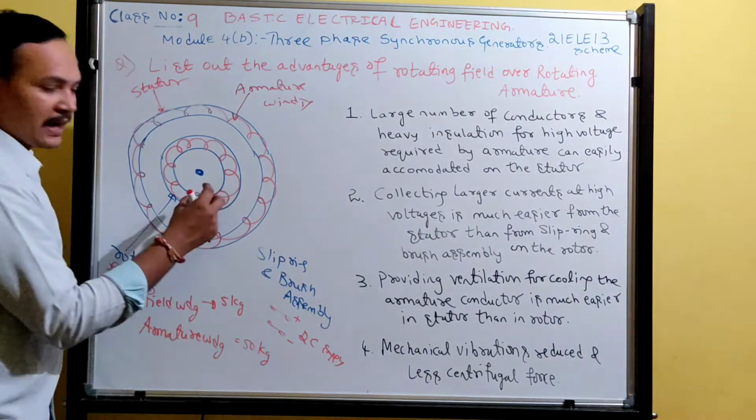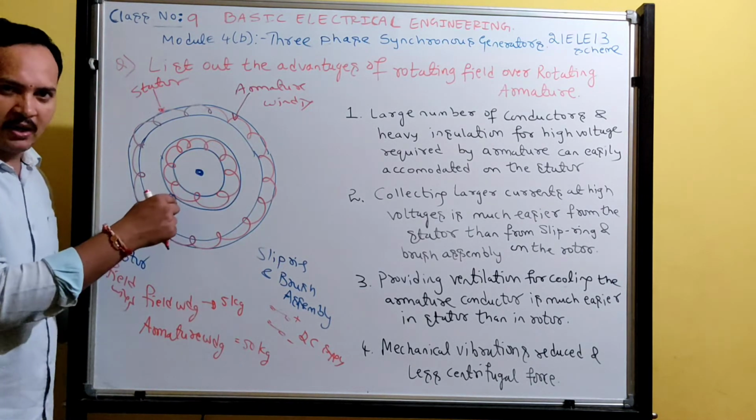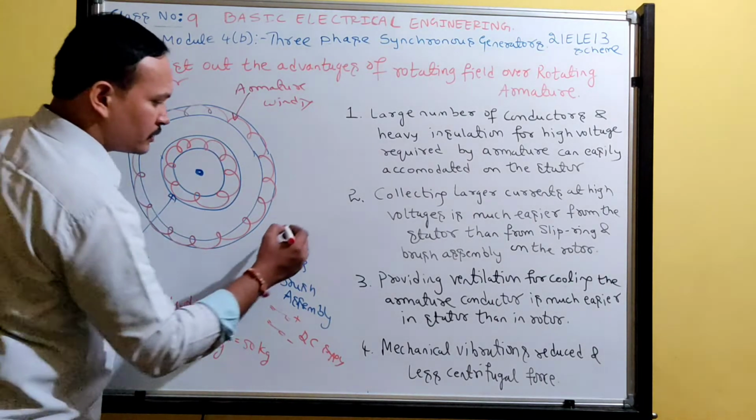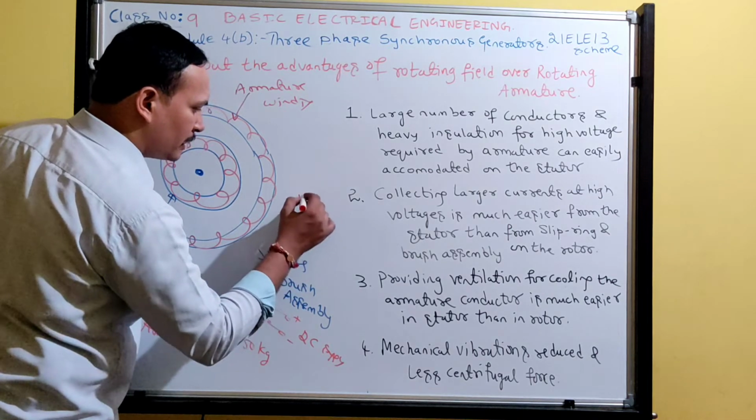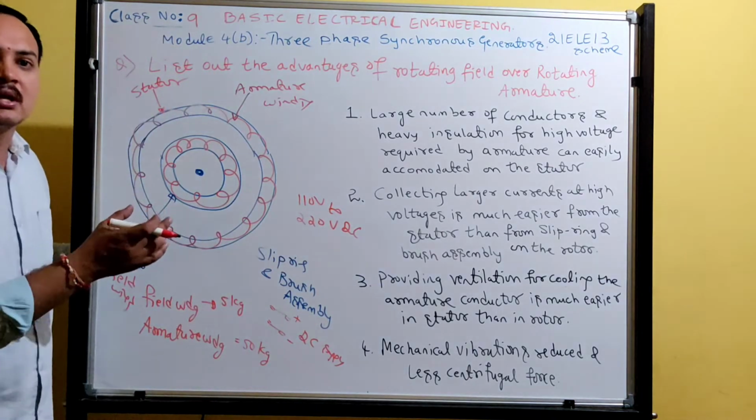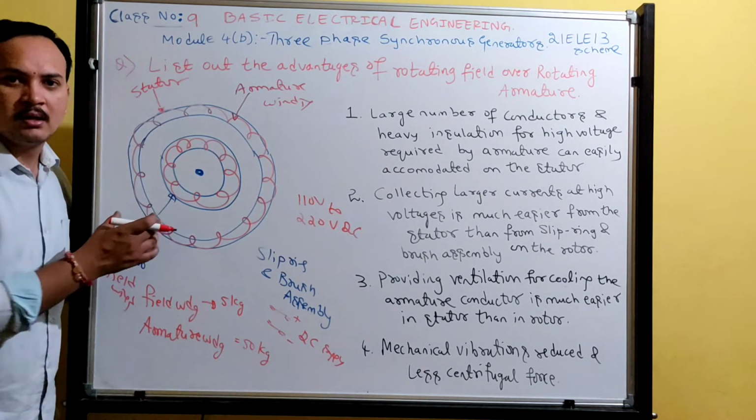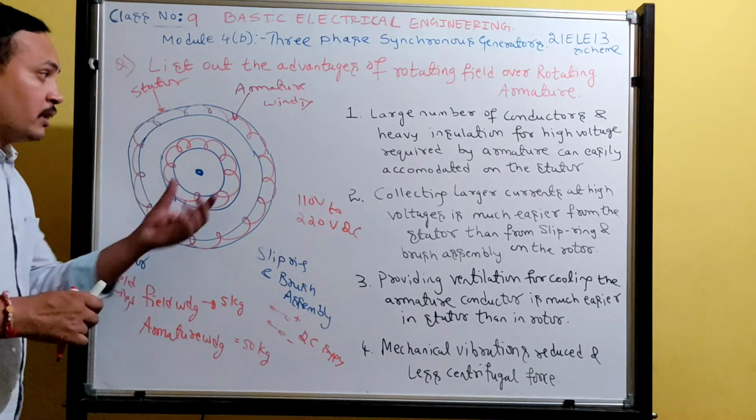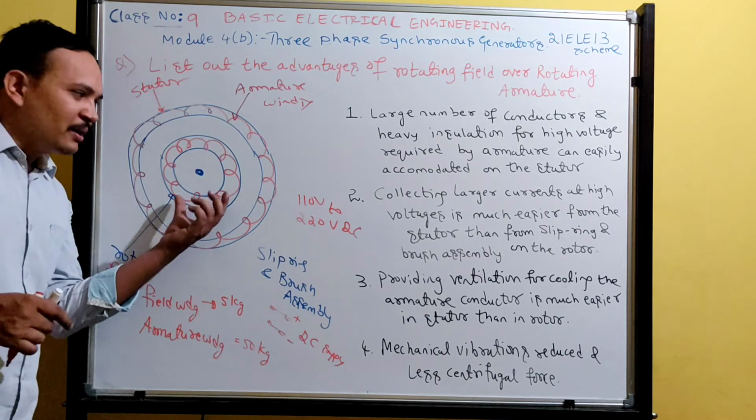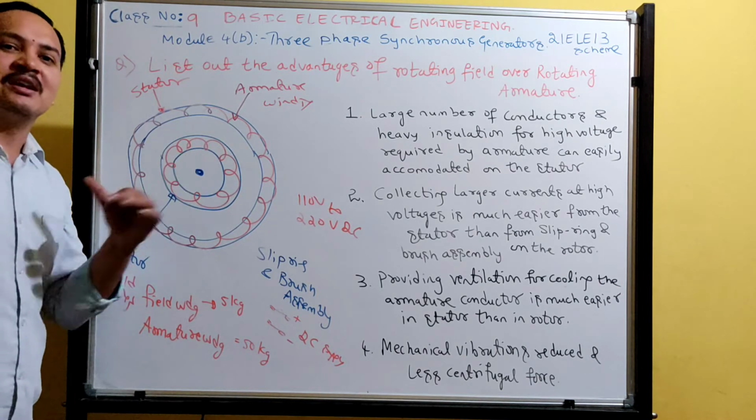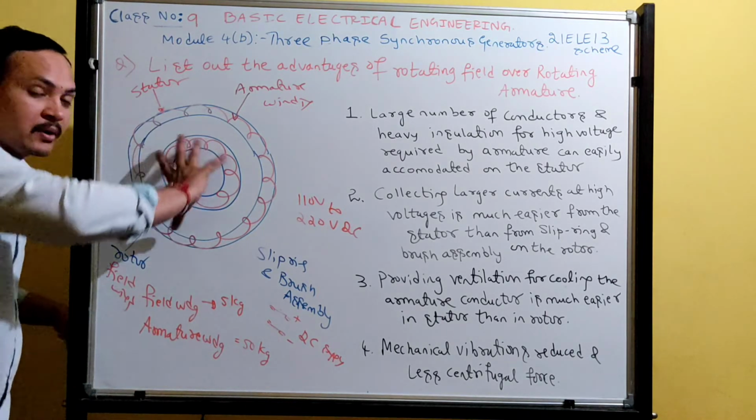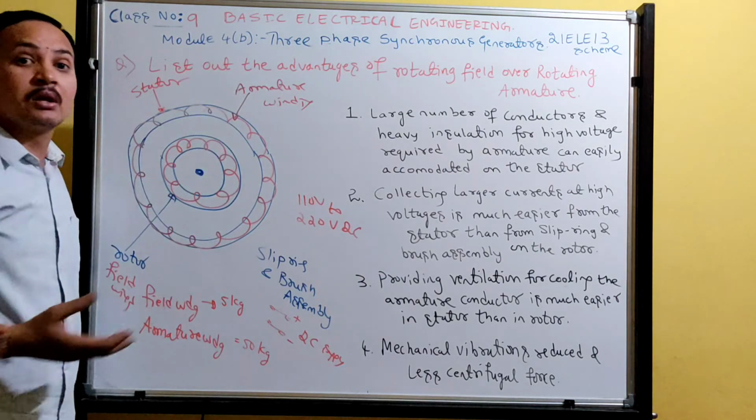And to produce the magnetic field, whenever current is carried by the field winding, we need an excitation supply. That supply is 110 volts to 220 volts. This much voltage is sufficient to excite the field windings. However, whenever I place the armature in the rotor, it is going to develop high voltage. Okay, it is very difficult to receive that high voltage from the rotating part. It is going to generate 11 kilovolts.